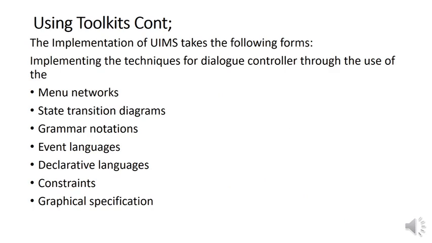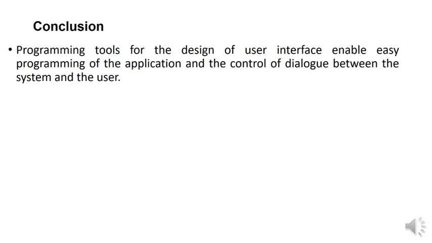The implementation of a user interface management system takes the following form. The implementation of the techniques for dialog controller through the use of menu networks, state transition diagrams, grammar notations, event languages, declarative languages, constraints, and graphical specifications. So, in conclusion, programming tools for design of a user interface enable easy programming of the application and control of dialogue between the system and the user.